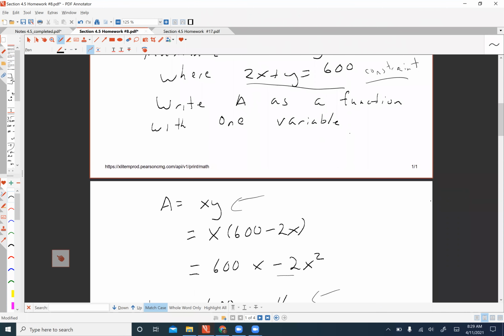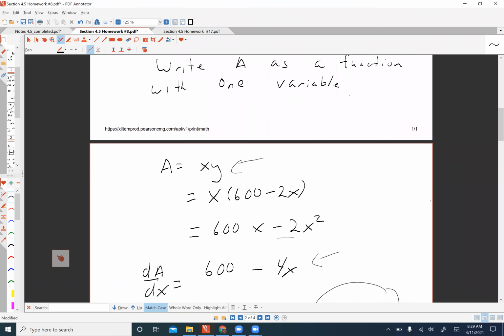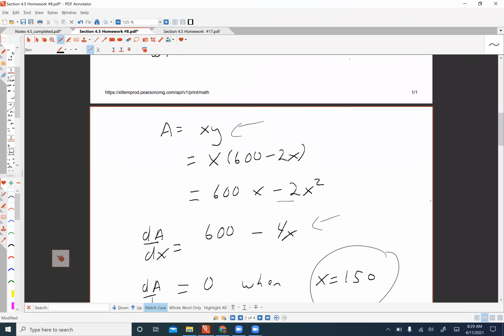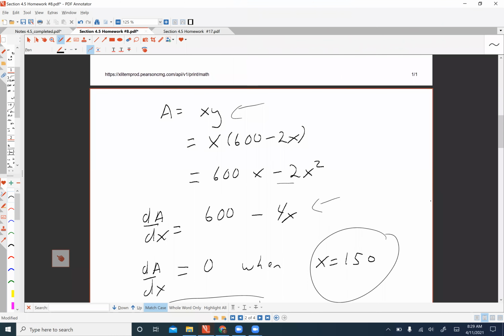Y is 600 minus 2x. So the area, x times y, we can write as x times 600 minus 2x. Again, we get this parabola. The area is 600x minus 2x squared. If you graph the area, you get an upside down parabola, right? Because the leading coefficient is negative.